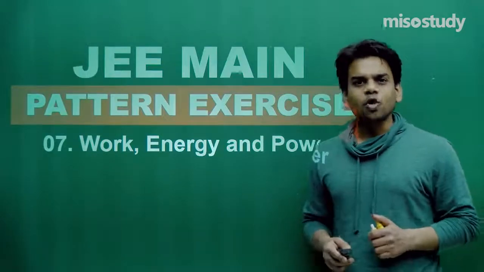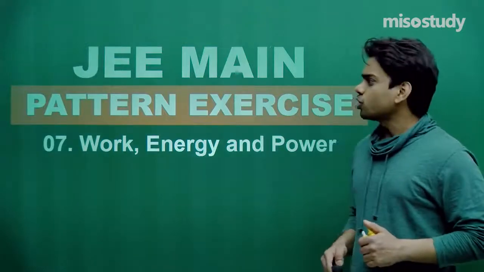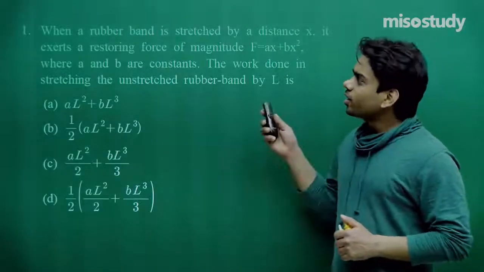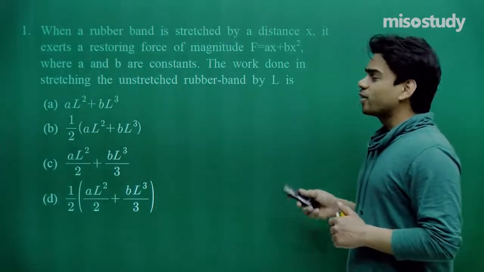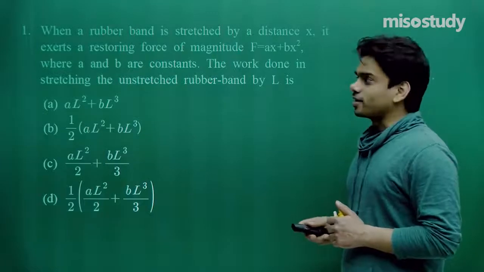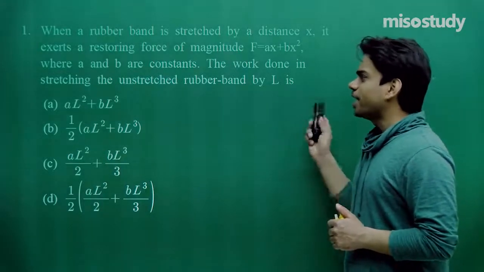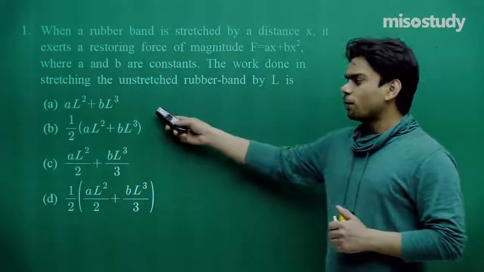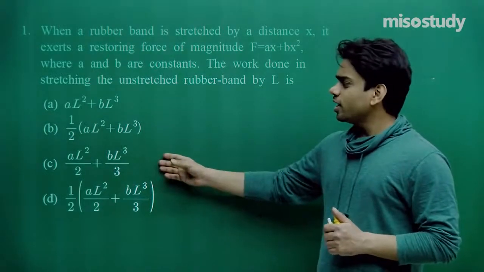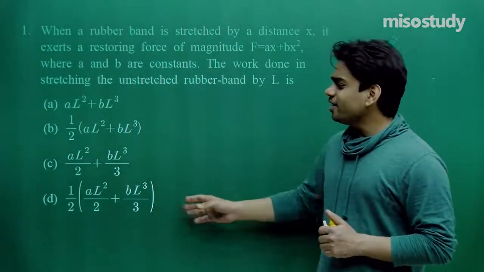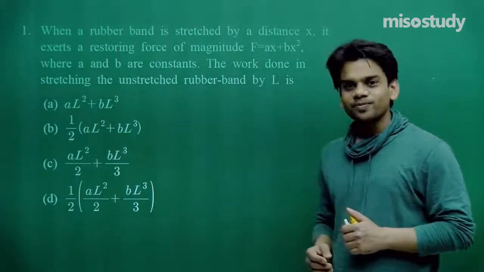Let's go ahead with the practice of JEE main pattern questions in this chapter of work, energy and power. Let's go with the first question of the day. When a rubber band is stretched by a distance x, it exerts a restoring force of magnitude F is equal to ax plus bx square, where a and b are constants. The work done in stretching the unstretched rubber band by L is: a) aL square plus bL cube, b) half of (aL square plus bL cube), c) aL square by 2 plus bL cube by 3, and d) half of (aL square by 2 plus bL cube by 3).